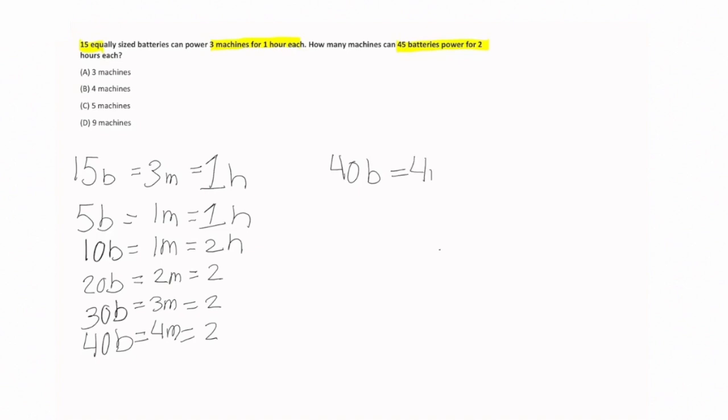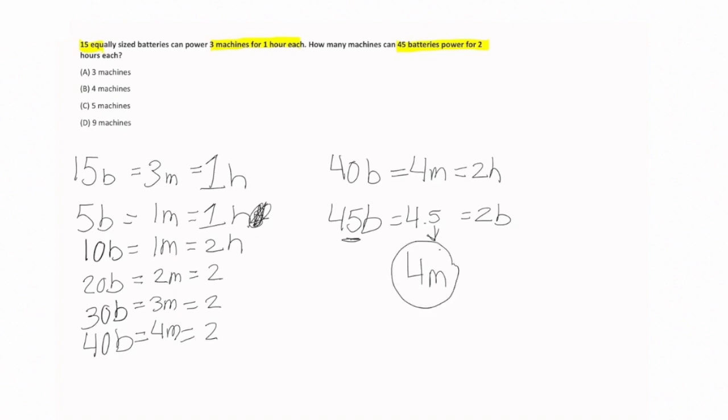So 40 batteries equals 4 machines for 2 hours each. We know that 10 equals 1 machine, but we only have 5 batteries left over. So 45 batteries for 2 hours would only power 4.5 machines. As you can see, the 5 batteries equals 1 machine for 1 hour. So 4.5 machines will be powered. But we cannot power a machine for half of the time. So we would need to round. 5 and below, let it go. 6 and above, give it a shove. So that means you will only have 4 machines powered, making our answer B.